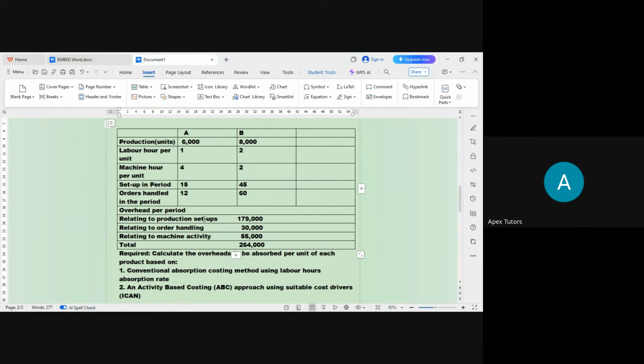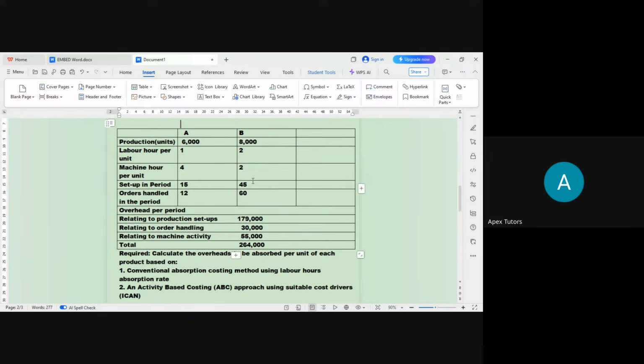Production setup. For you to determine how much you pay per setup, take note of this point, please. For you to determine how much you pay per setup, what will you do? You ask yourself, what is the total setup for both A and B? The total setup in the period for both A and B is what? 15 plus 45. You have 60.